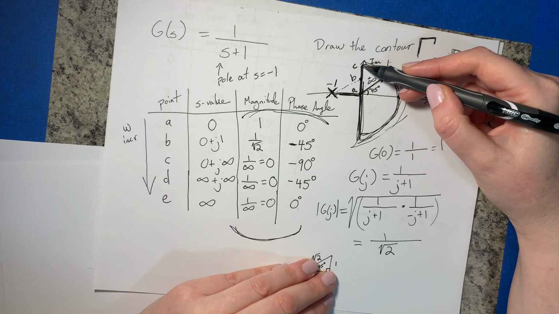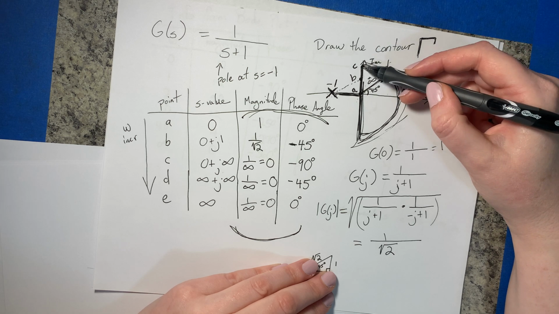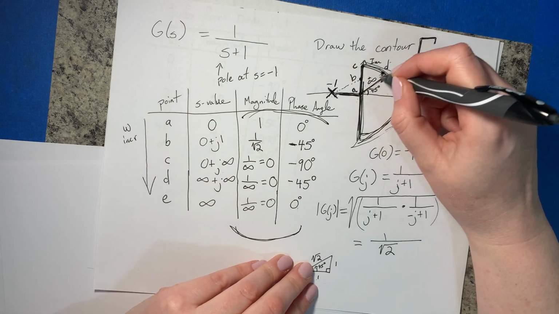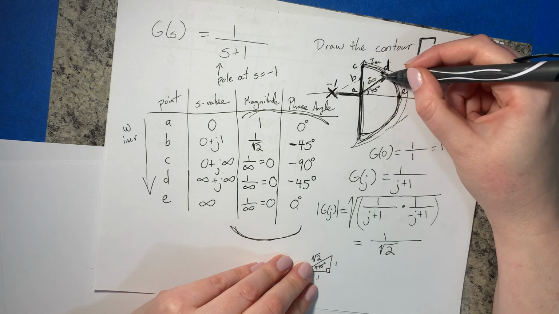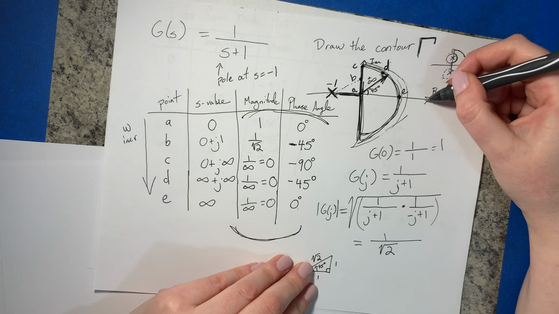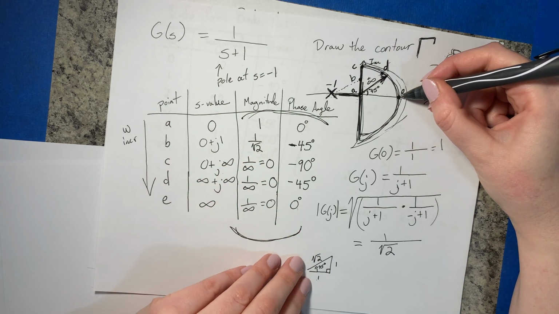Point C, which is really the ultimate end of the imaginary axis, the maximum, point infinity. Some point D along the curvature, right here, with this radius infinity. And then point E, which is back to the real axis. And so that'll also be at a magnitude of infinity.